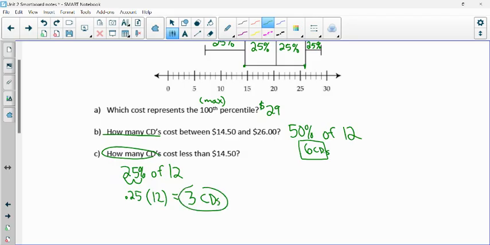Okay, you are working on page 13 for homework. Most of it is true, false. Try your best. Don't just write true or false.